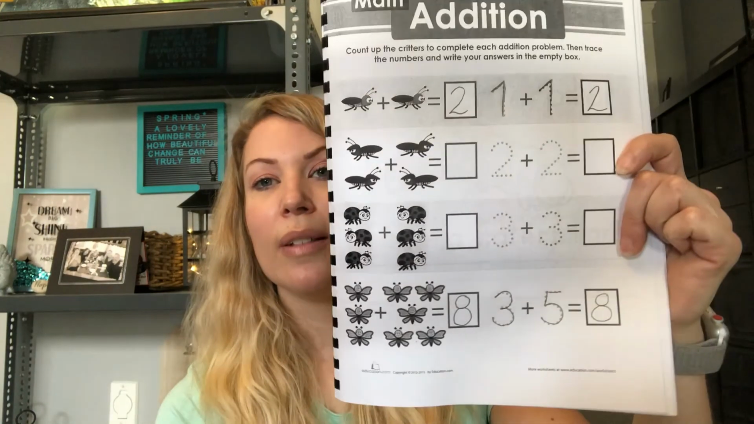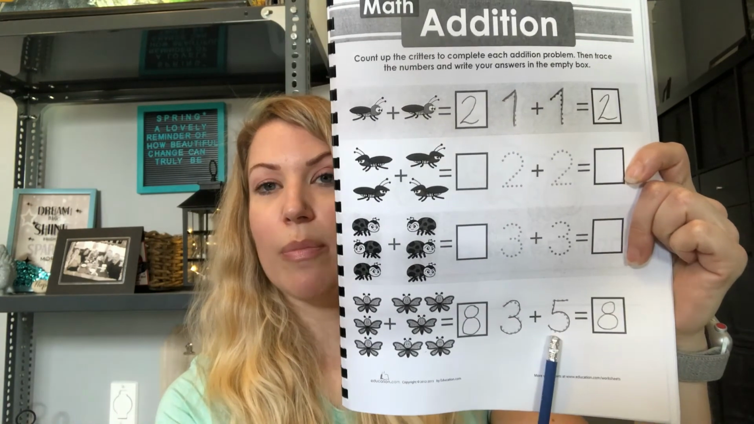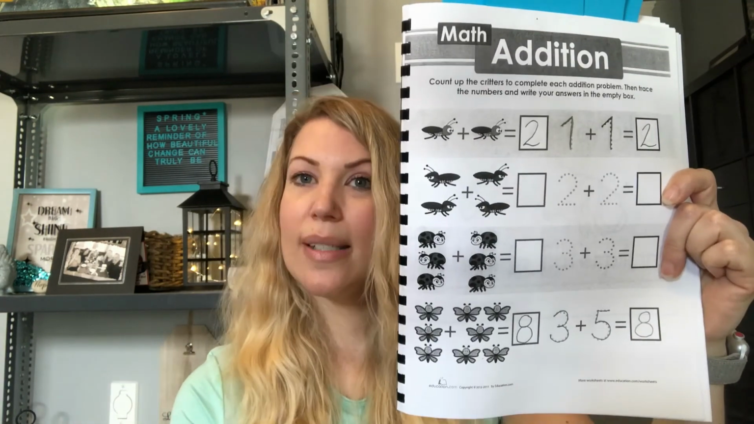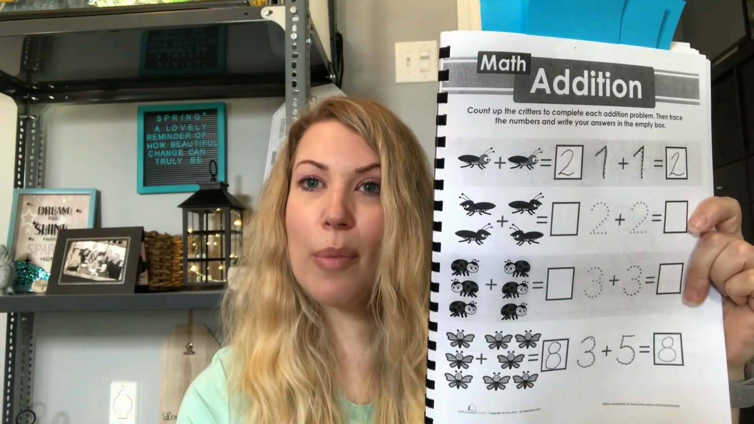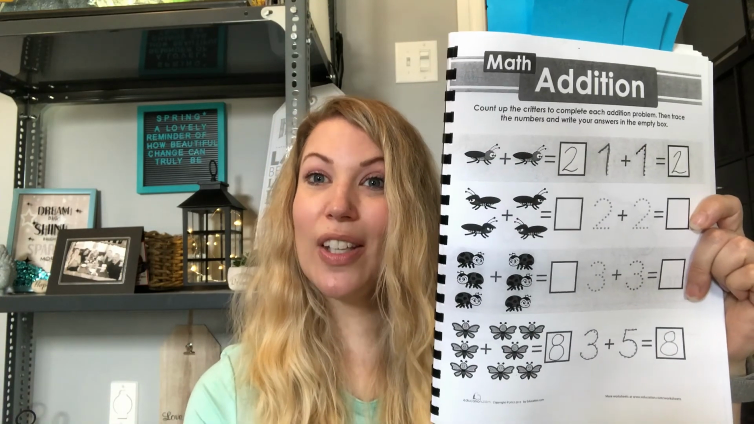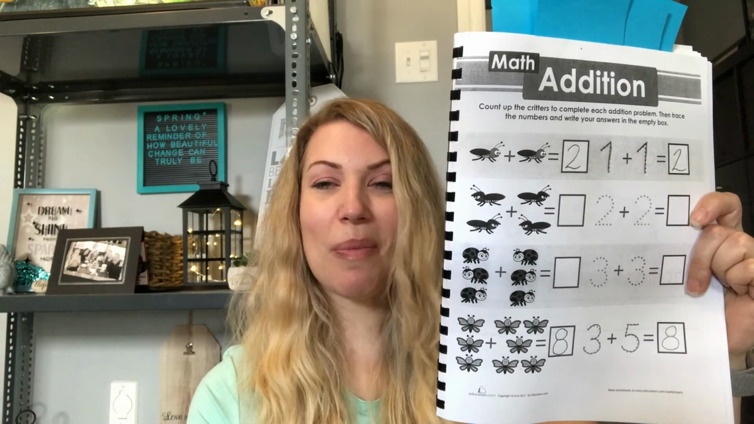So Mrs. C is going to draw my snowman without a head. Et voila! 3 butterflies plus 5 butterflies equals 8 butterflies. Now I'm going to leave these 2 questions all up to you. Good luck with your addition. You're going to do amazing.